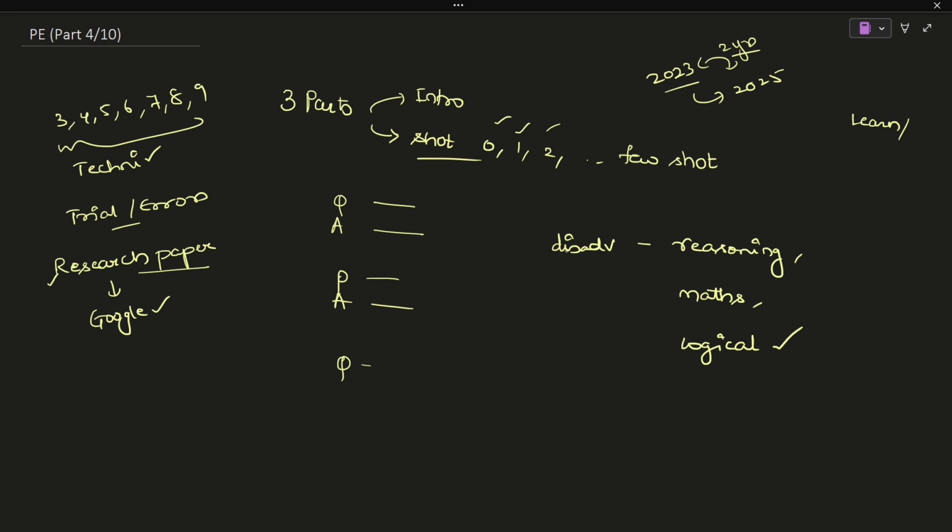Got it? Great. So to solve this disadvantage, we are coming up with a new technique, which is COT, chain of thought prompting. The chain of thought prompting is a really simple one.